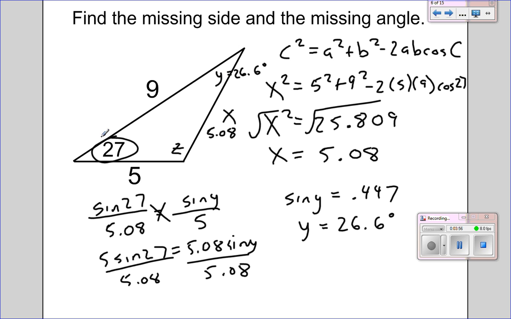And of course, to find the third angle in any triangle, you just subtract from 180. And that tells me that this angle Z is 126.4 degrees.